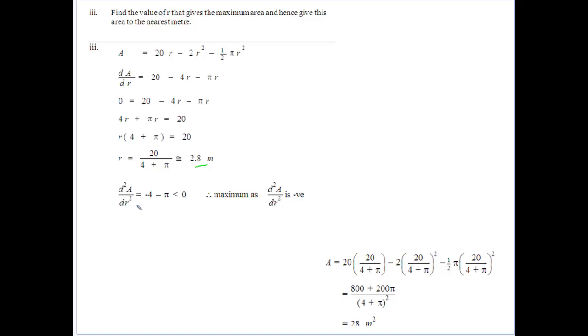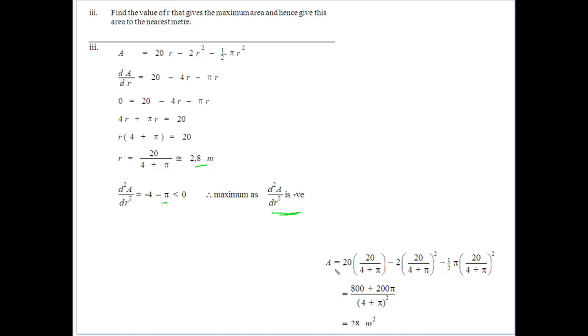To show that it's a maximum, we get our second derivative, which is minus 4 minus pi. Now remember when you're doing this, pi is a constant. Pi is not a variable. So don't differentiate with respect to pi or anything else, just treat it as a number. Because it's minus a number, it's less than 0, so it's a maximum because the second derivative is negative.